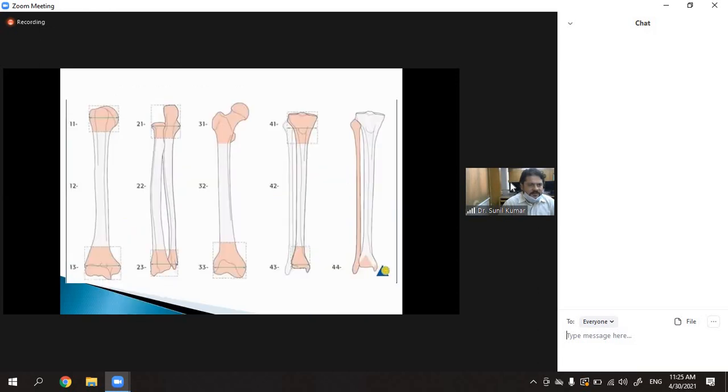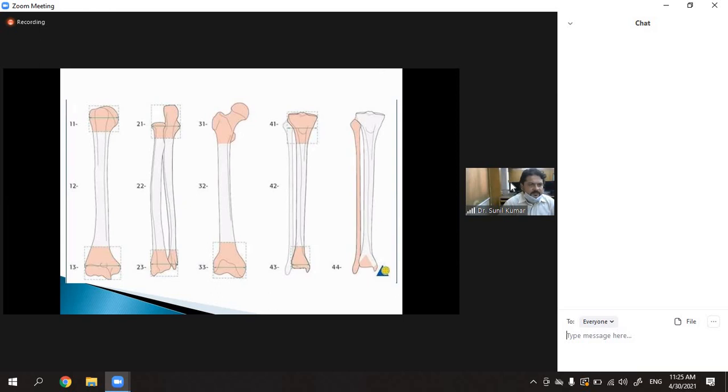In the picture, if you see clearly, there are two numbers. The first bone is the humerus on the left side. Number 1 is for the humerus. In the second picture, number 2 is the radius and ulna. Next picture, number 3 is for the femur, and 4 is for the tibia. Now again come to the left picture. For the second number, 1 is for the proximal, 2 for the diaphysis, and 3 for the distal femur.